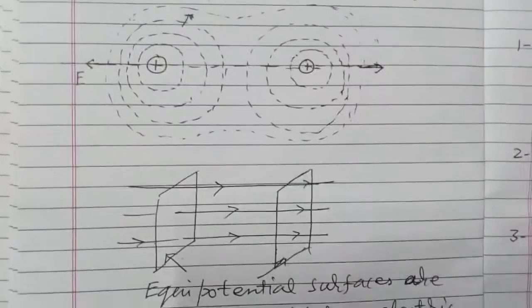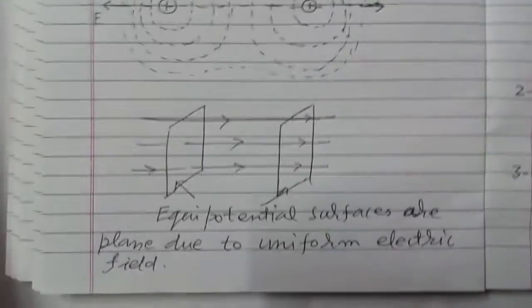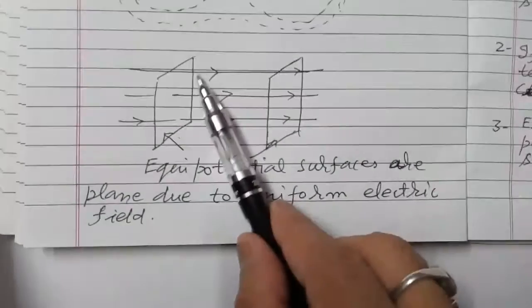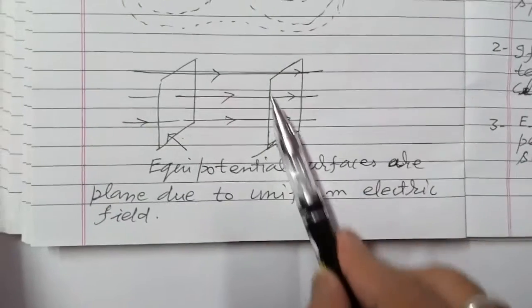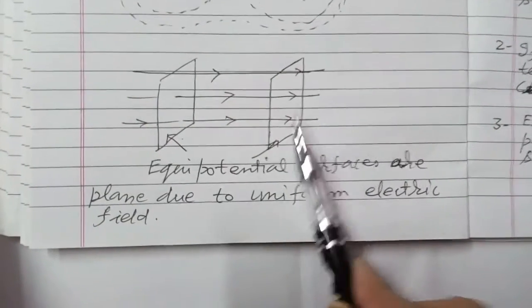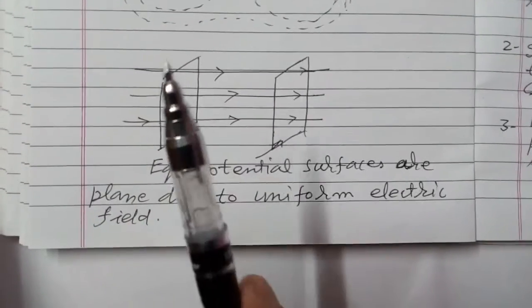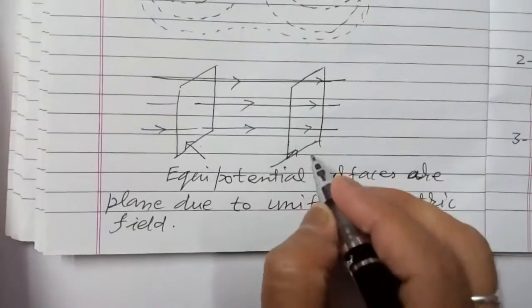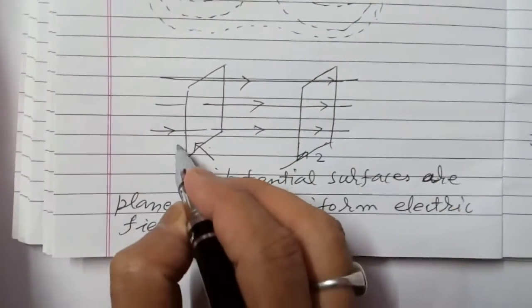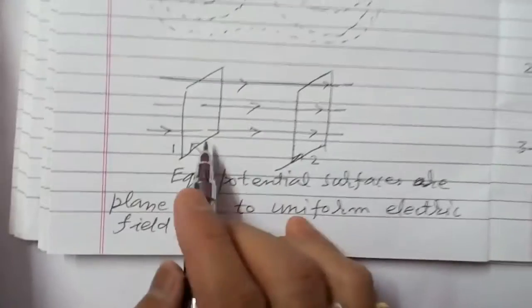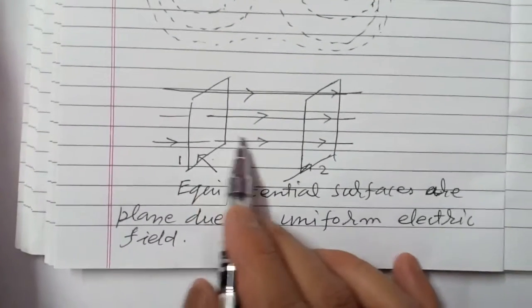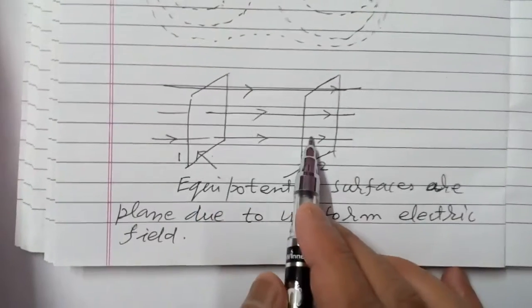Now equipotential surface due to uniform electric field. The equipotential surface due to a uniform electric field is a plane. Okay, this is one equipotential surface, this is another equipotential surface, they are parallel to each other. Now at which surface is potential more, surface number 2 or surface number 1? Think. Potential will be more in surface number 1. Why? Because direction of electric field is from higher potential to lower potential.